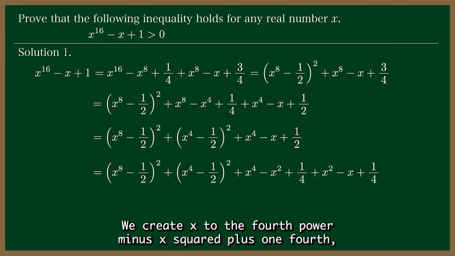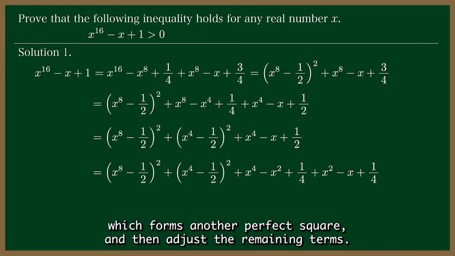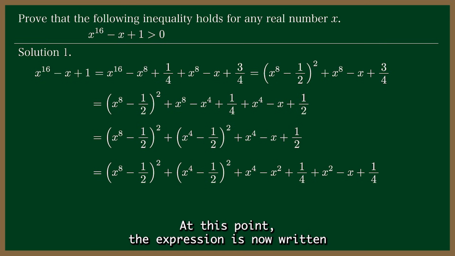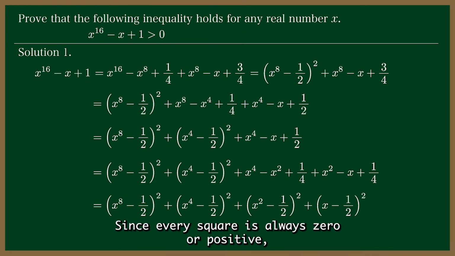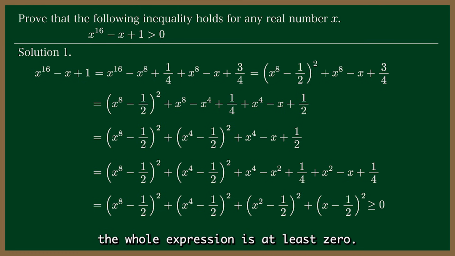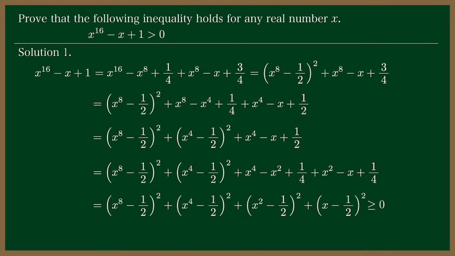We create x to the 4th power minus x squared plus 1/4, which forms another perfect square, and then adjust the remaining terms. At this point, the expression is now written as the sum of several perfect squares. Since every square is always 0 or positive, the whole expression is at least 0. But we also need to show that it is never actually equal to 0.